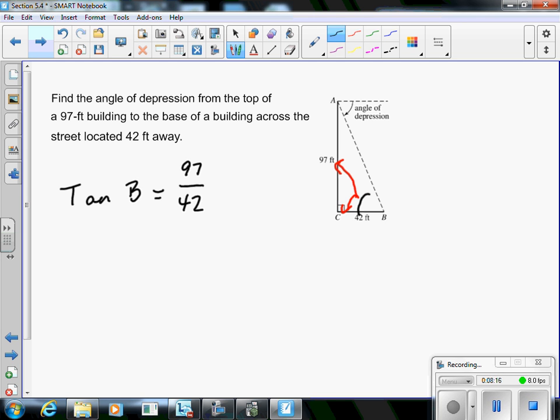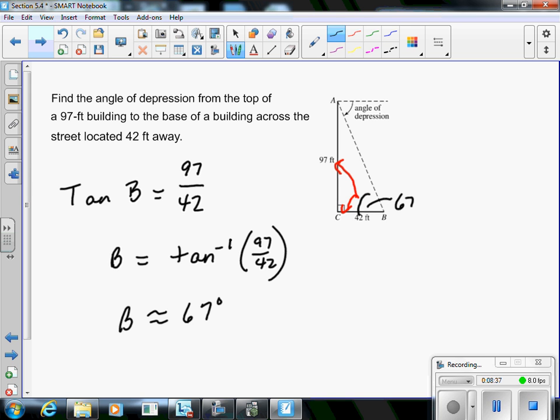Then I know that angle B is going to be the inverse of tangent of 97 over 42. And of course, once I pump that through my calculator, I find B is approximately 67 degrees. So if this is 67 degrees, alternate interior angles says that this angle of depression is also 67 degrees.